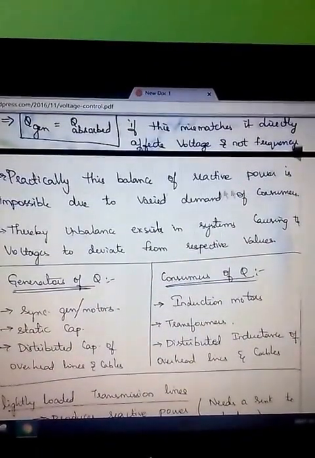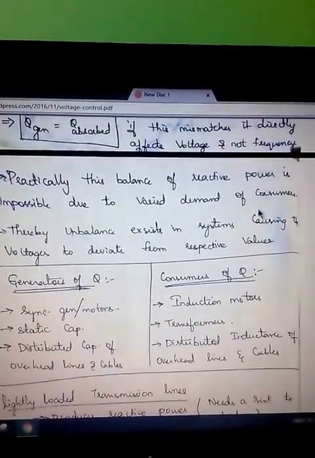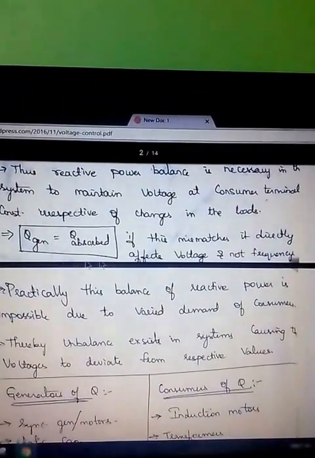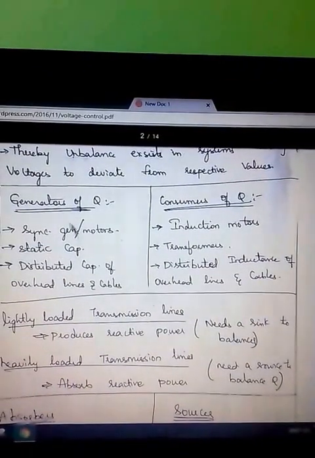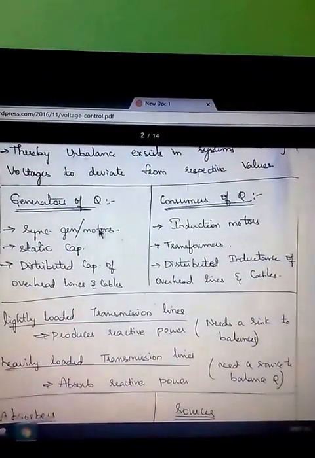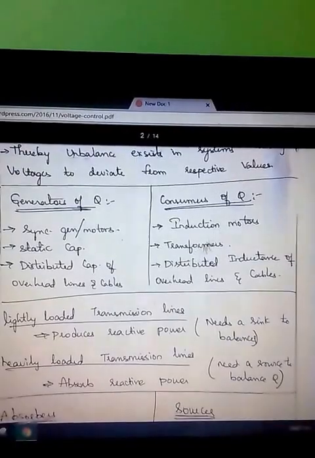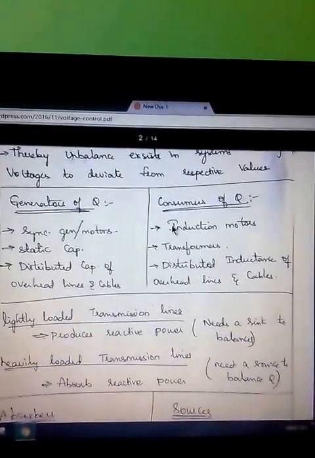Practically, this balance of reactive power is impossible due to the varied demand of consumers. So this balance is not possible, and we use some compensators. Reactive power generators are synchronous generators, motors, capacitors and so on. Consumers are induction motors, transformers, etc. They all consume reactive power.